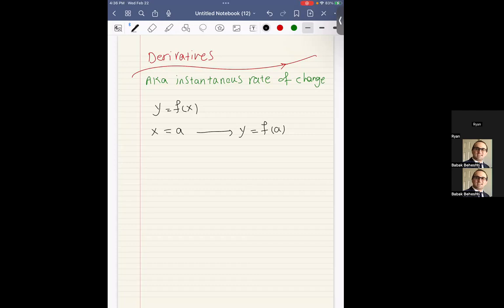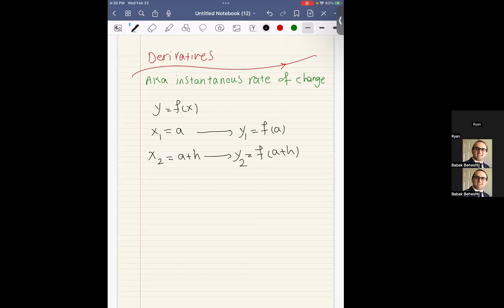Now imagine that there is a change in x. So now x1 is a, x2 is a plus h. So there is a change in x. Then y would be f of a plus h. So maybe I call it y1 and y2.